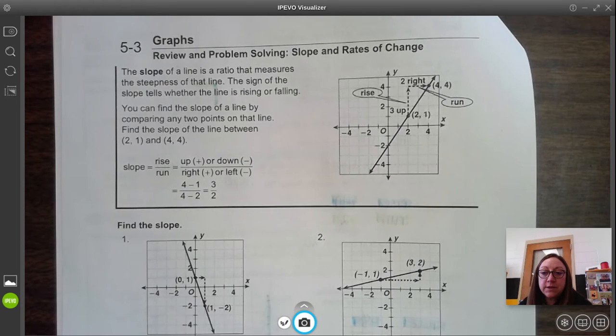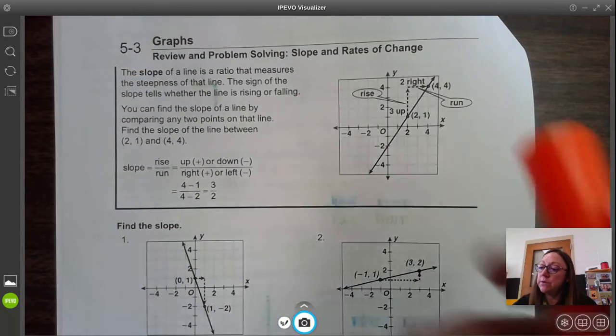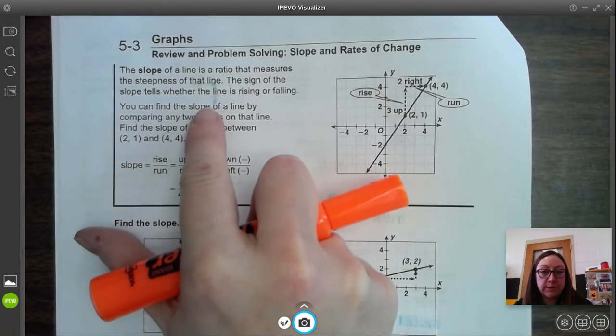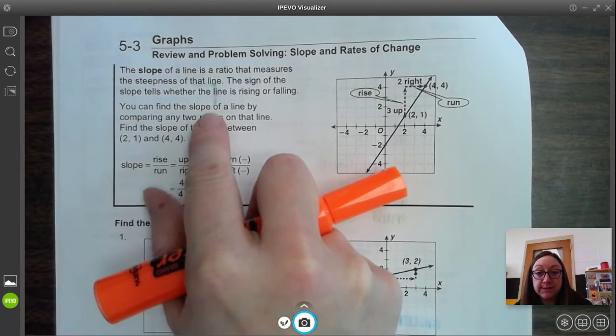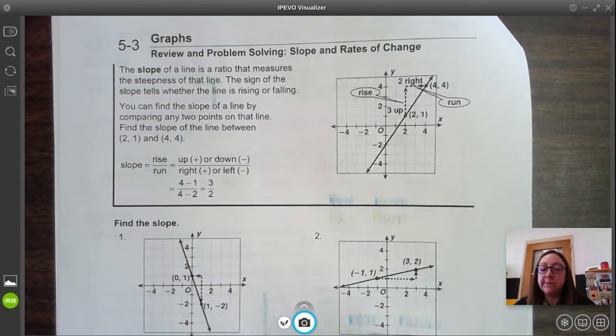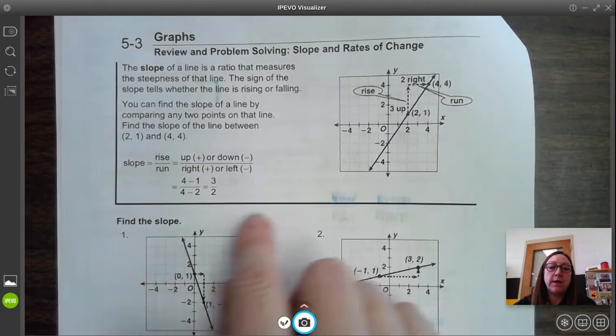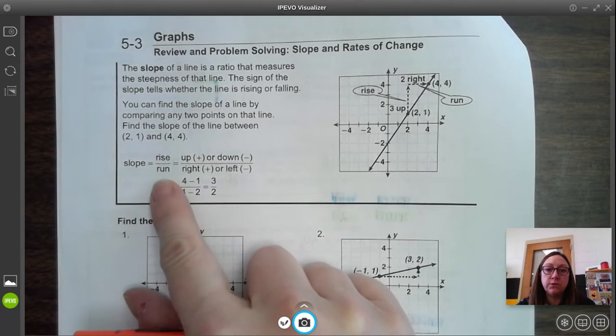All right, hello, here is the last official lesson for 5-3, which is on slope and rate of change. So this first part is just reminding you that slope is a ratio that measures how steep a line is. The bigger the number that you get, the steeper the line is. So we can find slope by comparing the rise to the run.